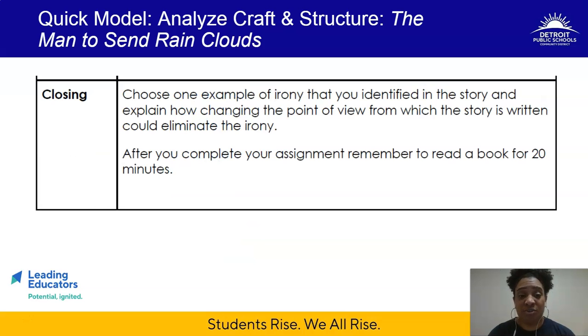And to close, you're going to choose one example of the 3 types of irony that we just reviewed, that you identified in the story, and explain how changing the point of view from which the story is written could eliminate that irony. So I've already given you an example of how dramatic irony works as it relates to the context of movies, right? One of the ways that dramatic irony is pulled off in a movie is if the viewer or the reader knows more than what the characters do.